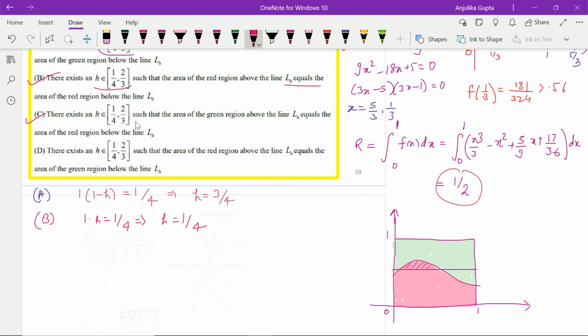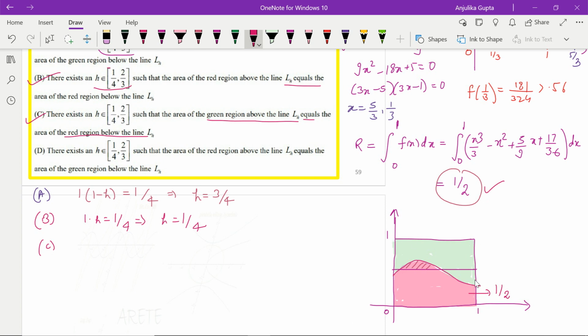There exists an edge such that the area of the green region above the line equals the area of the red region below the line. Now, how do we think we can make this? First of all, let's have a logical sense here. The area below the curve was what? Half, right? We got that here. The area below the curve is half. That means the area of the complete red region is half. Now, what else is half?